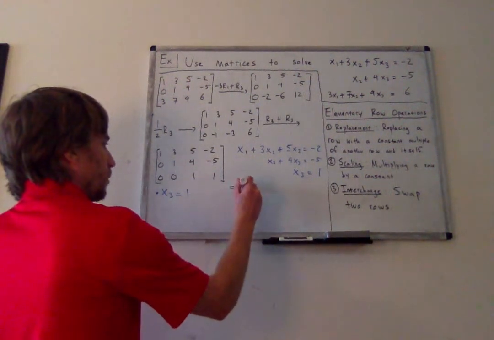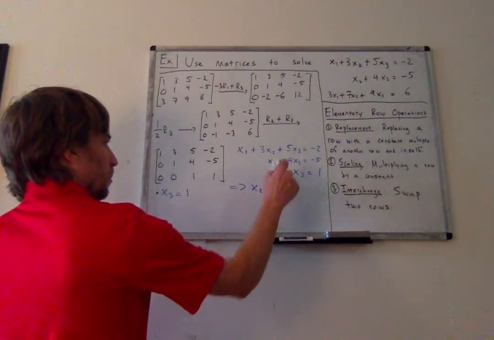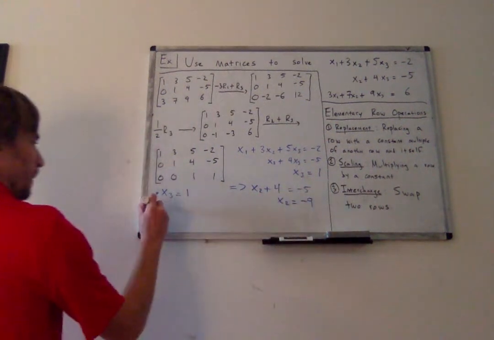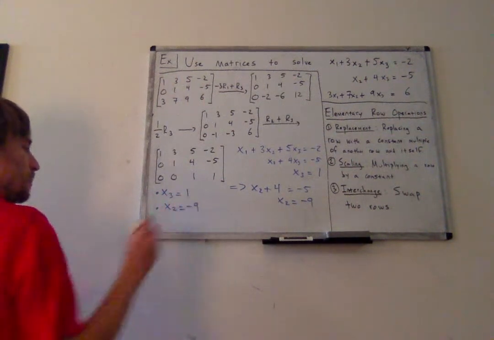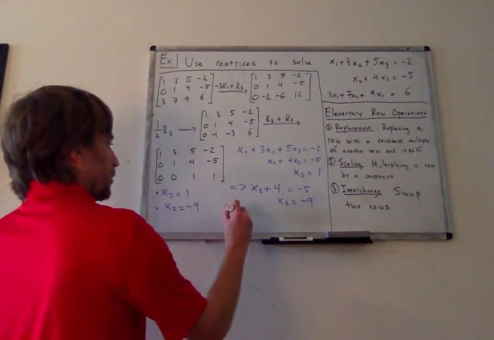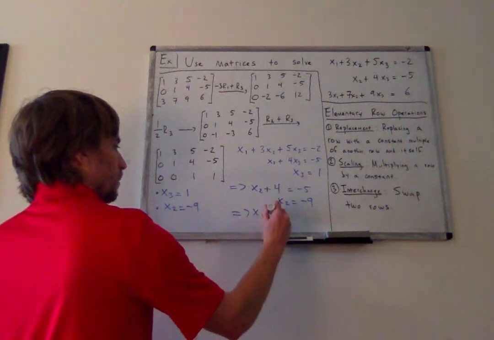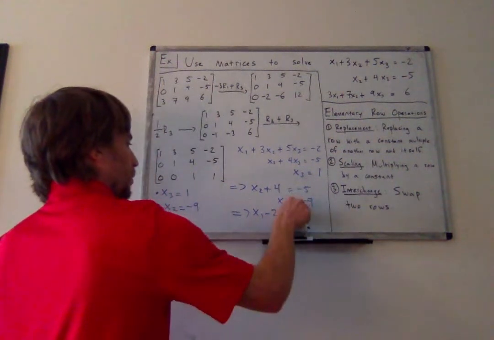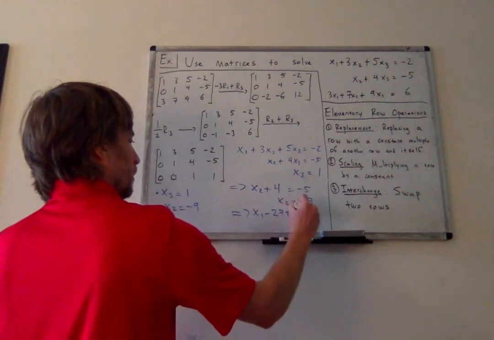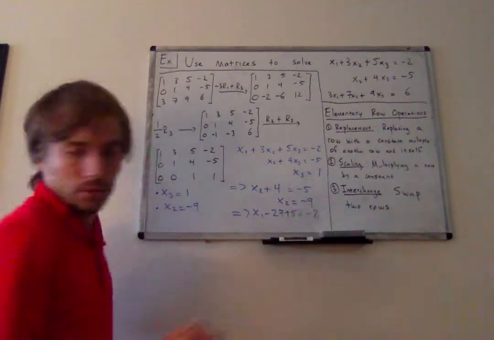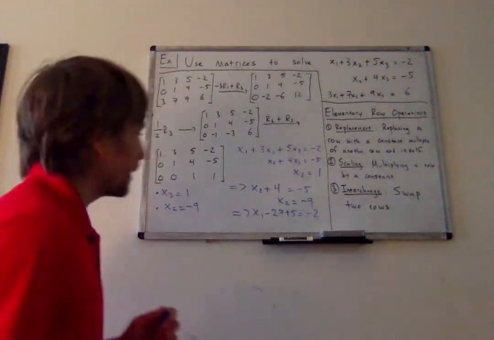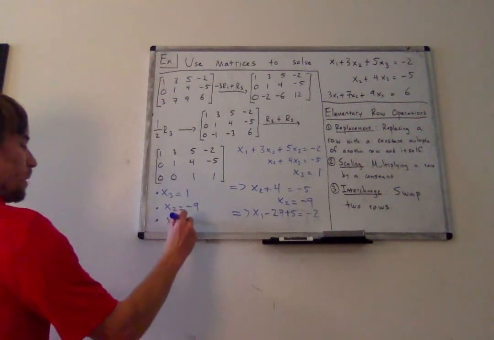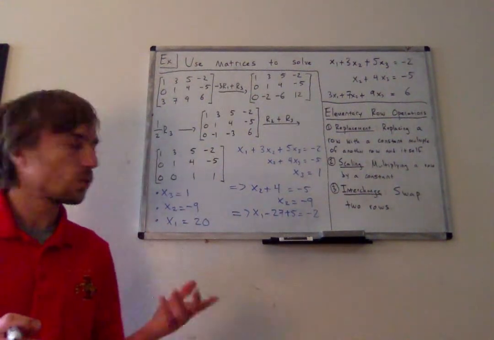Well, if x3 has to equal 1, that implies that x2 plus 4 times 1 has to equal negative 5. And so that implies that x2 has to equal negative 9. And now that I know the values of x3 and x2, that implies that x1 minus 27 plus 5 has to equal negative 2. And so that implies, if I move everything around, that x1 has to equal 20. Right, so negative 2 plus 27 is 25, minus 5 is 20.